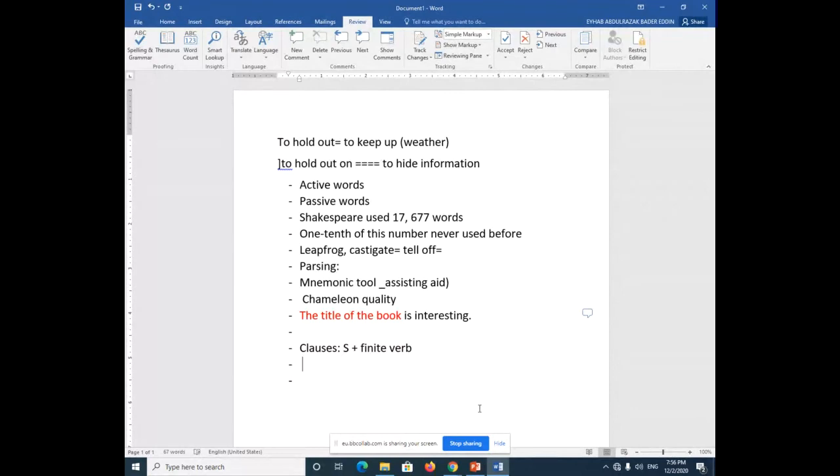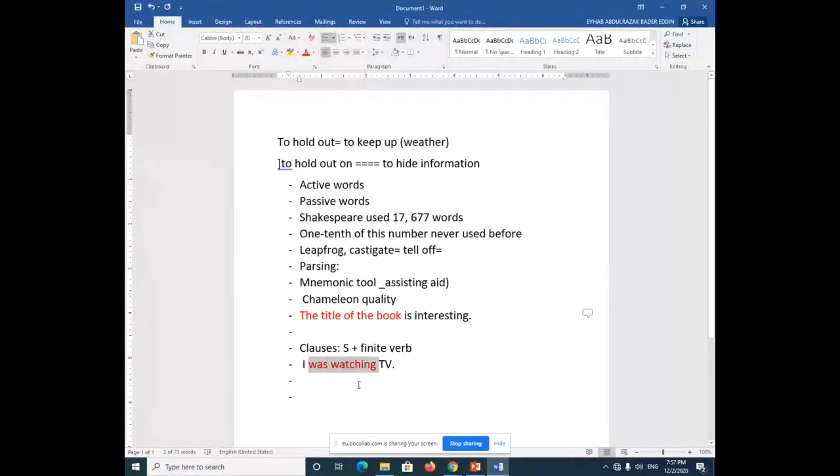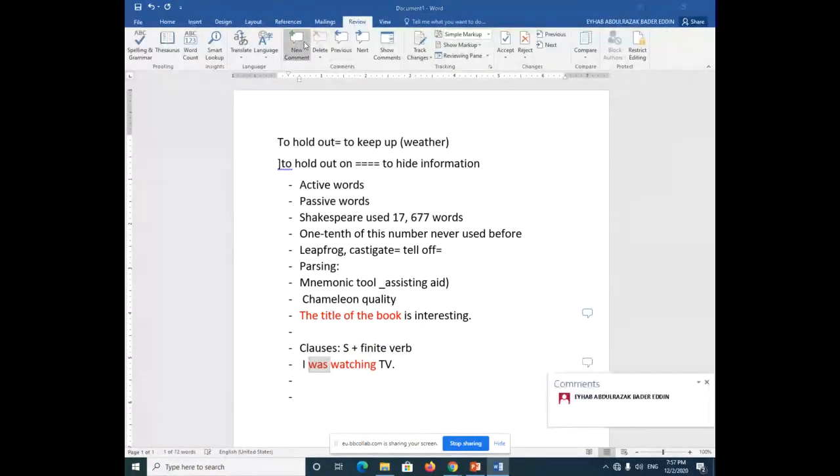For example, I was watching TV. This is a sentence, right? Now, if I ask you, this is the subject and was watching is the verb phrase or verbal group, right? But the finite is only was. So if you have a verbal group or a verb phrase which is made up of more than one word, then it is only the first element which is considered to be the finite element or the finite verb.